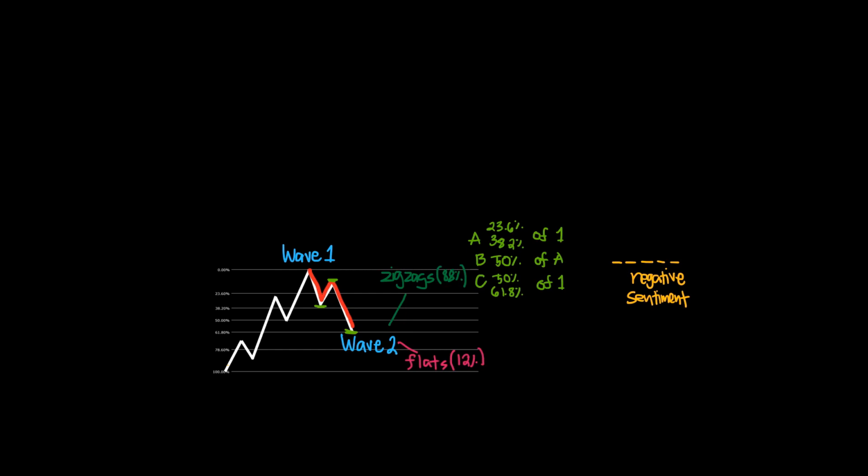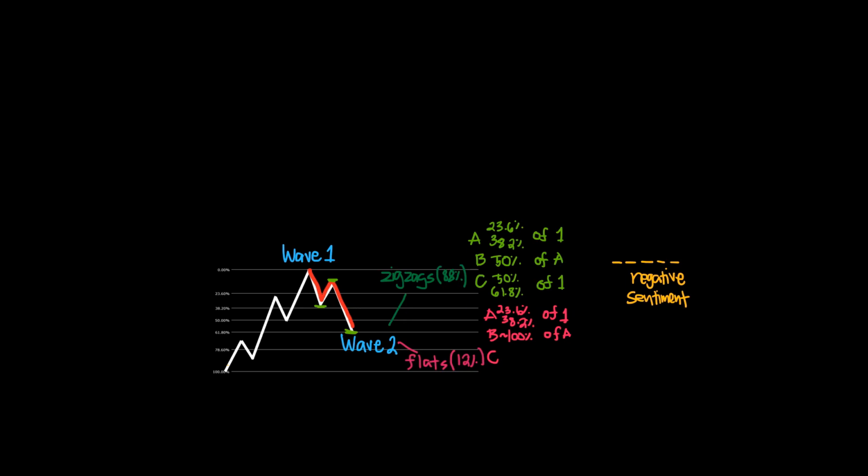And for flats in particular, which are only 12% of wave 2s if you historically backtest it, it also follows a 3-wave structure, which we can also label as an ABC. But the difference is that an A will typically pull back to the 23.6% or 38.2%, same as a zigzag, but here's what makes it different. The B wave of a flat will retrace all the way to the beginning of the A, sometimes even exceed the A and reach the 1.236 extension.